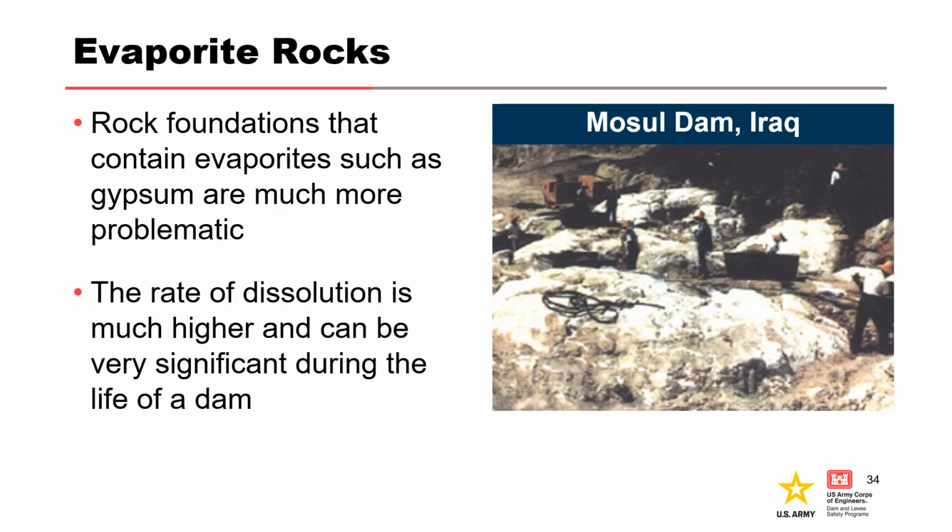Rock foundations that consist of evaporite rocks, like gypsum, are potentially more problematic than limestone simply due to the rate of dissolution. Mosul Dam in Iraq is a good example where grouting has been ongoing since the dam's completion to treat the continuous deterioration of the foundation.